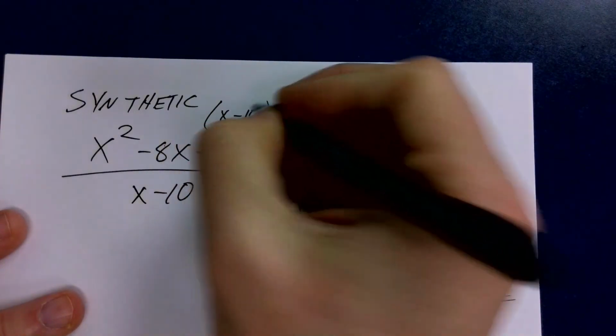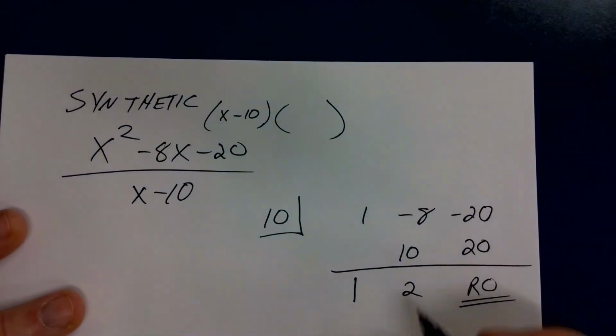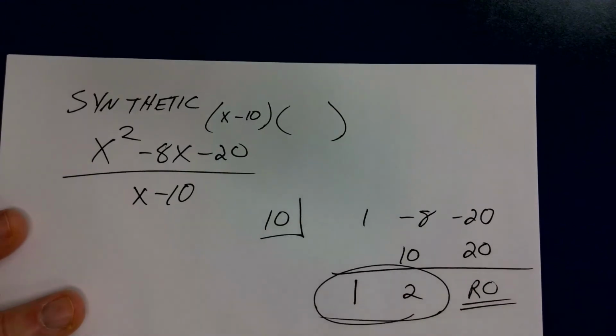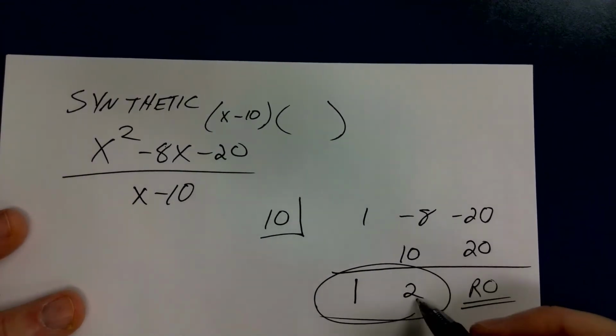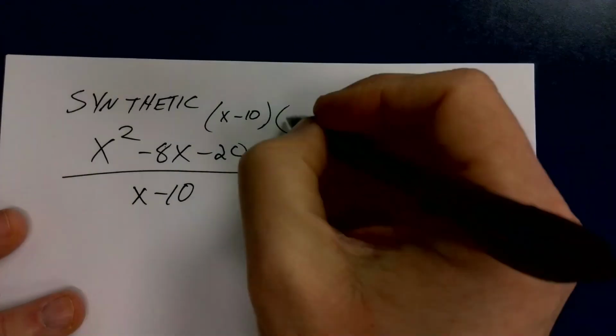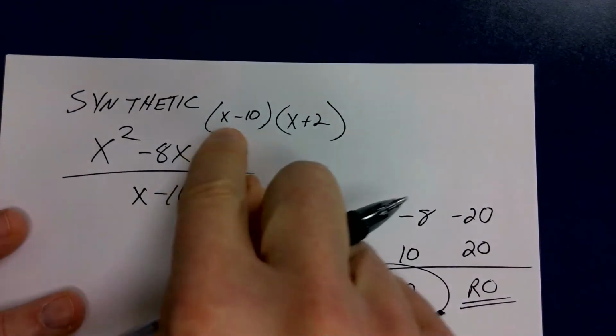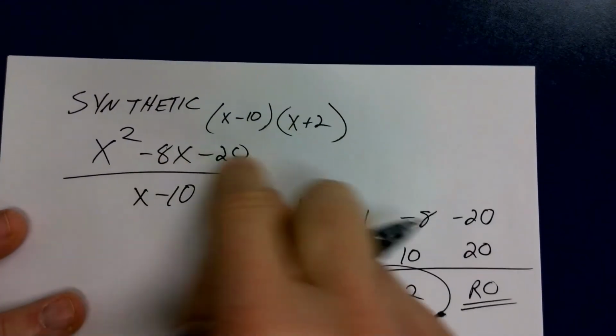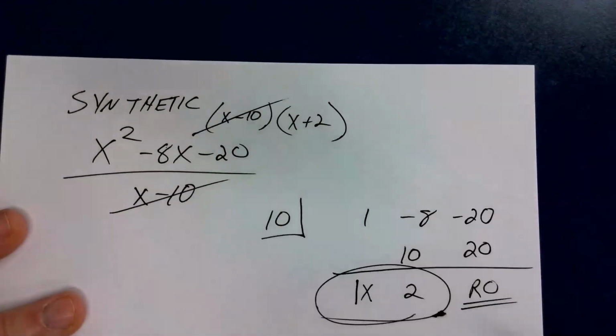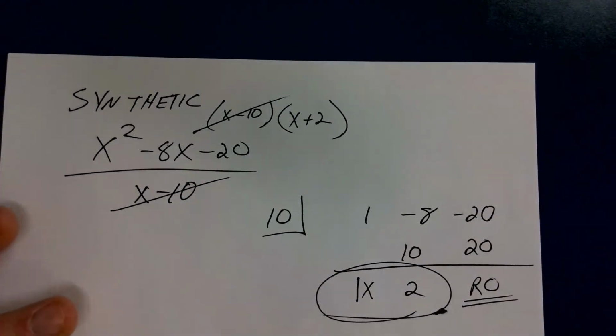x minus 10. And, oh, I don't even have to know what it is. It shows me right there. Constant and linear. x plus 2. And yes, x minus 10 times x plus 2 are the factors of this. Therefore, it goes in evenly. That's what's left over. Is it okay?